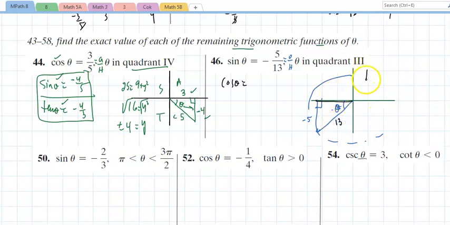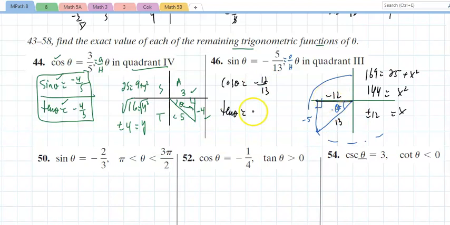Okay, that's much easier. So 169 equals 25 plus x squared. There you go, much nicer. X equals plus or minus 12, and in this case it's a negative 12. Yeah, 5, 12, 13. So cosine is the adjacent over the hypotenuse, and tangent is the opposite over the adjacent.